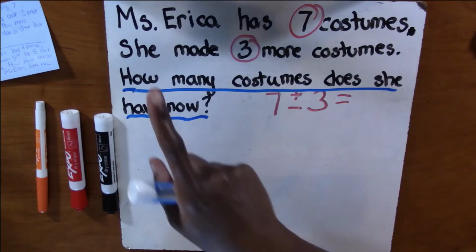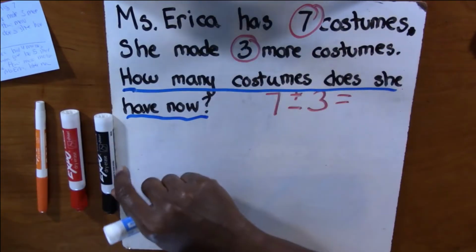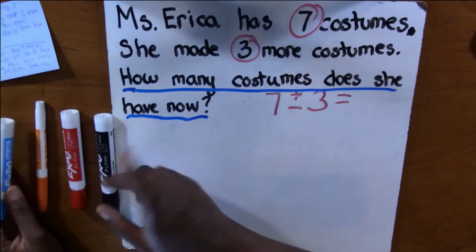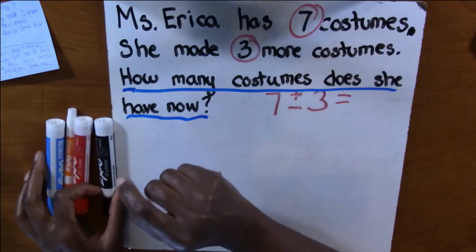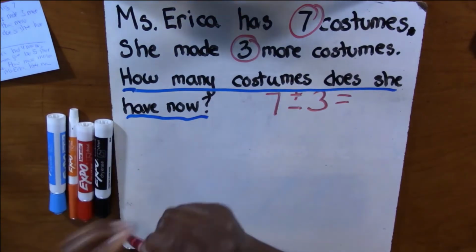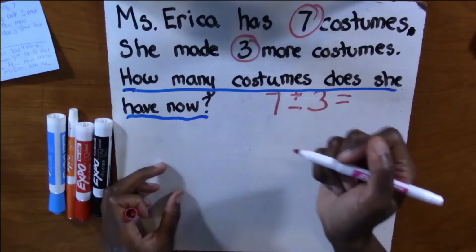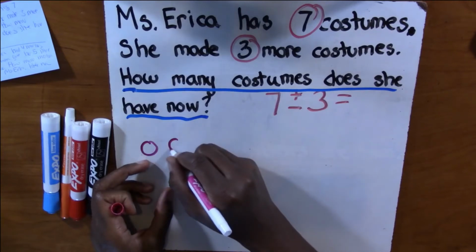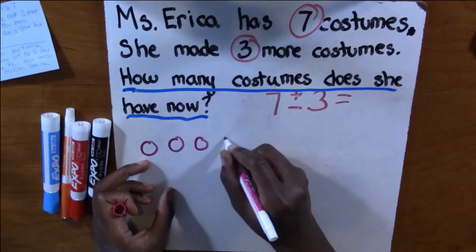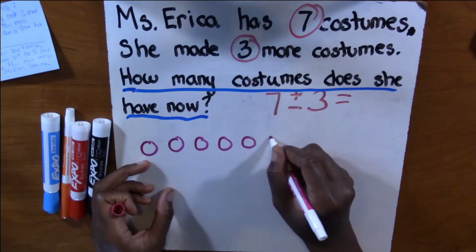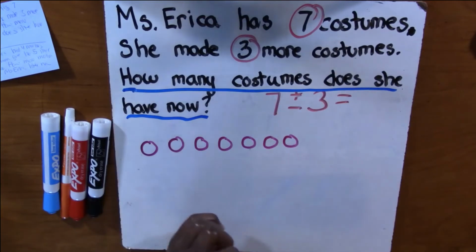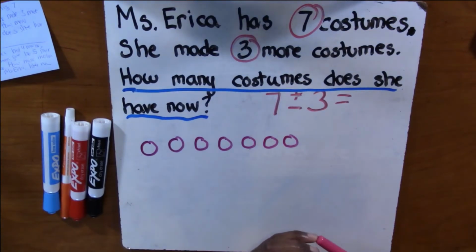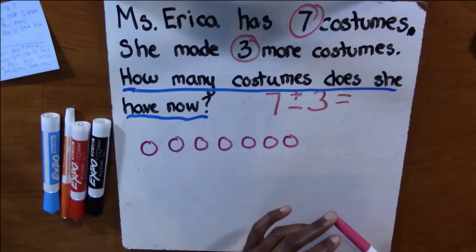Okay. Miss Erica has 7 costumes. She made 3 more costumes. How many costumes does she have now? So it says that I have 7 costumes. So I'm going to use pink. But you can use whatever color you have available. I'm going to use pink to draw 7 costumes. 1, 2, 3, 4, 5, 6, 7. Okay, so I have 7 costumes. They're pink.